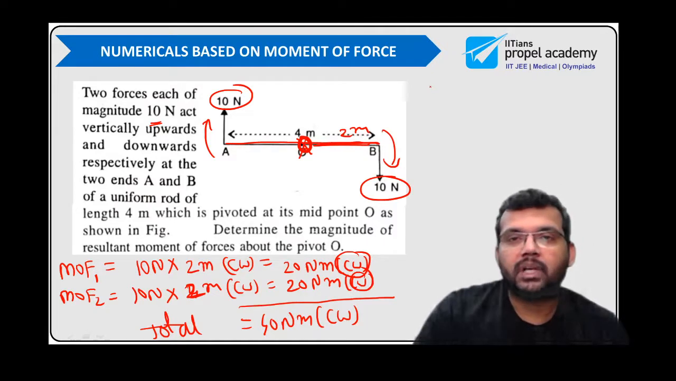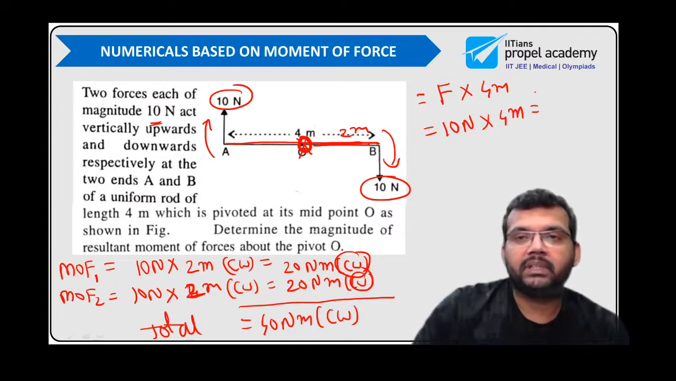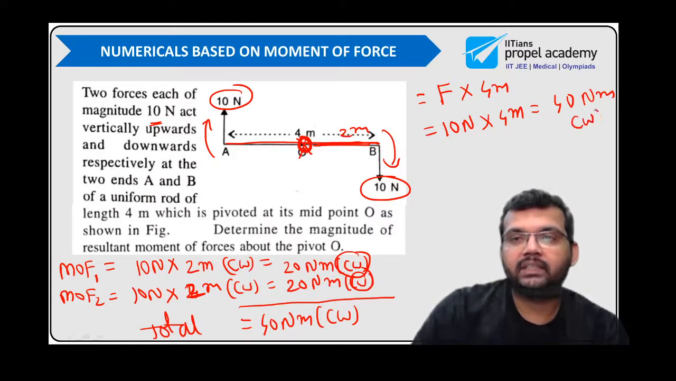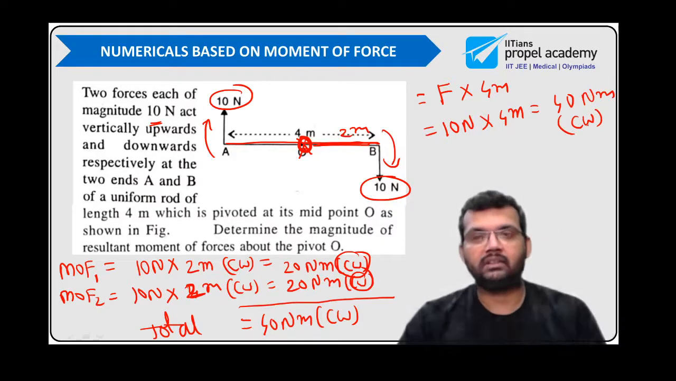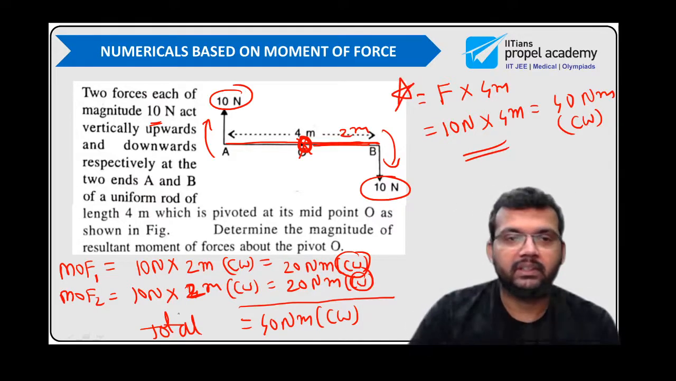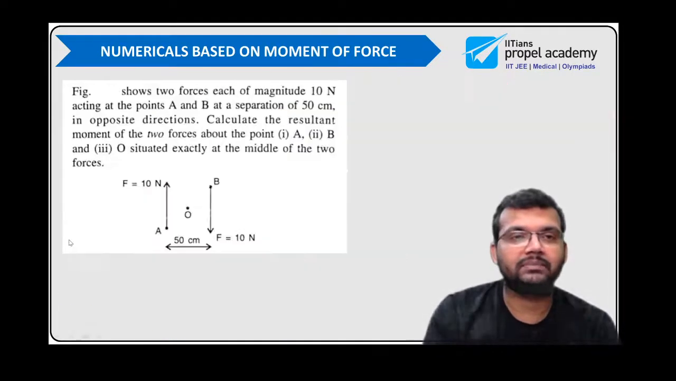So now, a couple is nothing but one of the forces into the perpendicular distance, which is 4 meters. One of the forces is 10 newton, and the gap between the forces is 4 meters. That's 40 newton meter. And of course, both are acting in the clockwise direction. That's why you can solve in this way also, either in this way or in this way. In both the methods, you can solve, and both are correct.